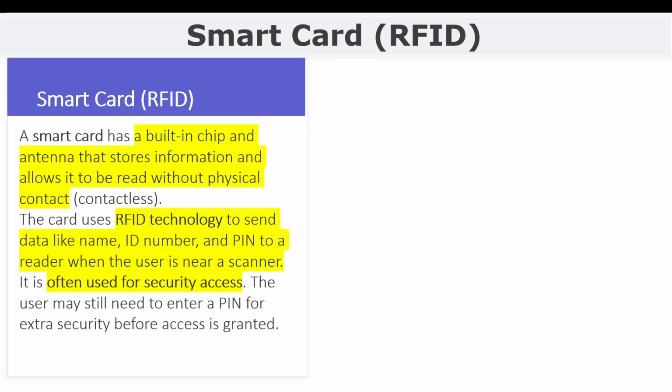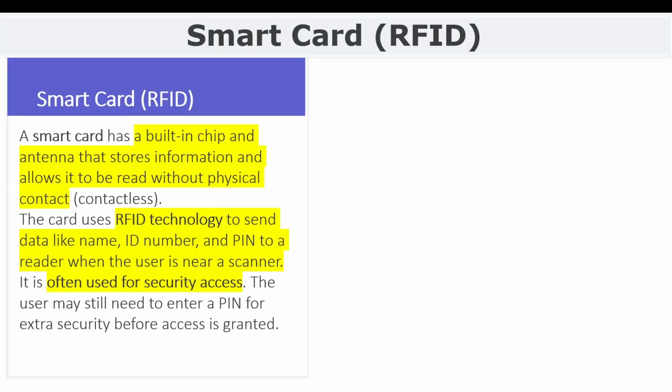The smart card, on the other hand, makes use of built-in chips and antennas that store information about the user, and it allows you to read it without physical contact. In other words, you do not need to swipe it like we do for the magnetic stripe. You don't have to swipe it through anything. It's contactless. So from a distance, you can have data on the card being read. So in the same sense, it is used often for security access.